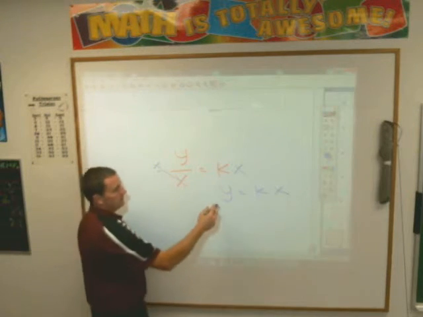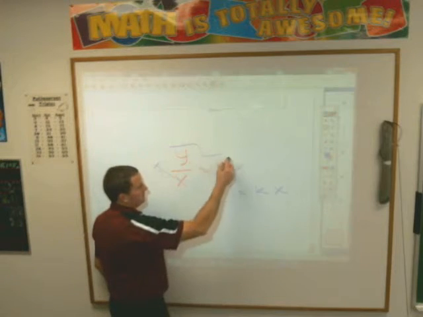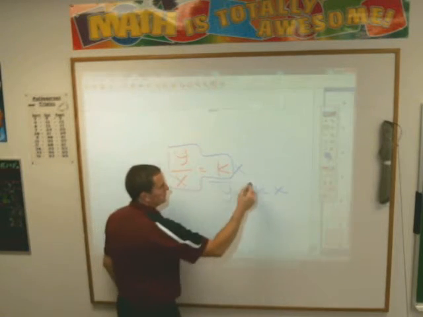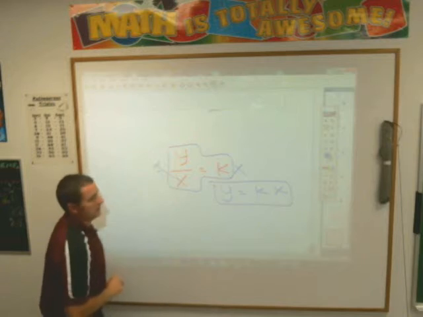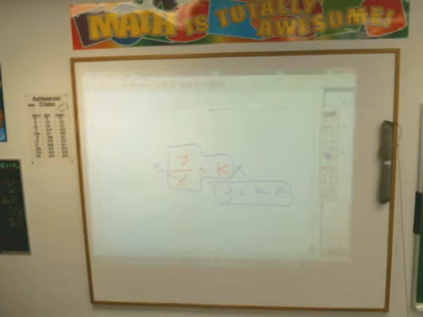Okay. This is the same as this. This formula and this formula are the same thing, just written in different ways. That, children, was direct variation. Other examples of direct variation: if you go faster, your distance goes up, right? Direct variation.